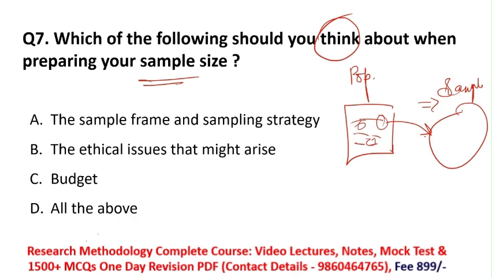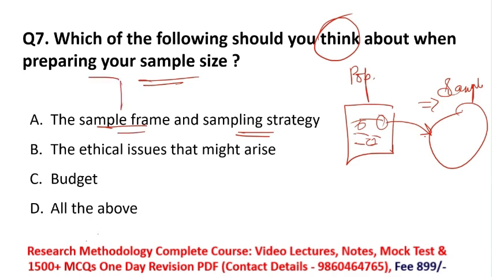Okay, so remember we'll see the options and see which are the correct options and which are the incorrect options, on which option we should think or on which option we should not think. So here option A is the sample frame and the sampling strategy. Yes, this is very important. If you are selecting your sample size, the sample frame is very important.